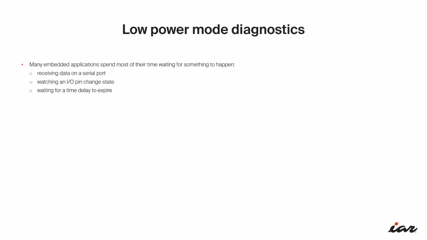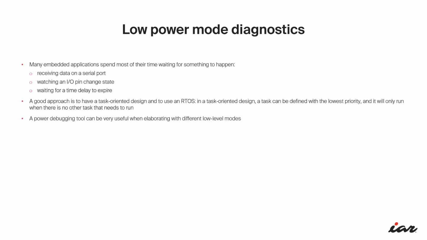A good approach is of course to have a task-oriented design and to use an RTOS. In a task-oriented design, a task can be defined with the lowest priority and it will only run when there is no other task that needs to be run. This idle task is then perfect to place the implemented low power management. In practice, every time the idle task is activated, it puts the processor into low power mode. And of course, many MCUs have a lot of different low power modes, in which certain parts can be turned off.